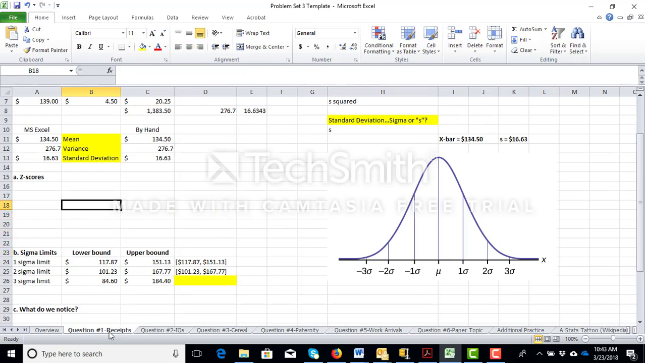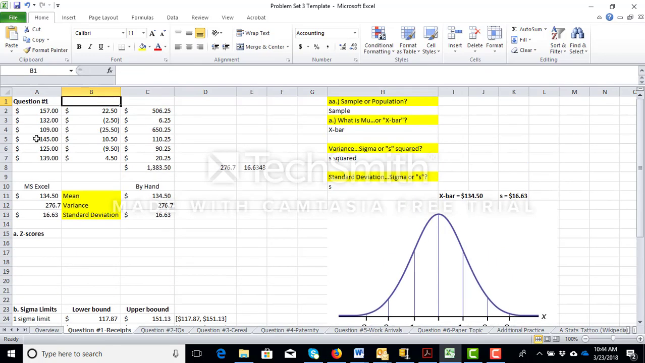Let's go back to part. Oh, and before I forget, you notice that I tried to use information that was already in the spreadsheet. So, for example, in the lower bound for 3 sigma limits, I wrote equals A11 minus 3 times A13. If I already have the information in the spreadsheet, I like to use it because if I just end up retyping these numbers, $134.50 every time I need it, there's a chance that I could introduce a typographical error. To minimize that chance, I like to use the information that's already elsewhere in the spreadsheet, so I don't have to keep retyping a number like $134.50.